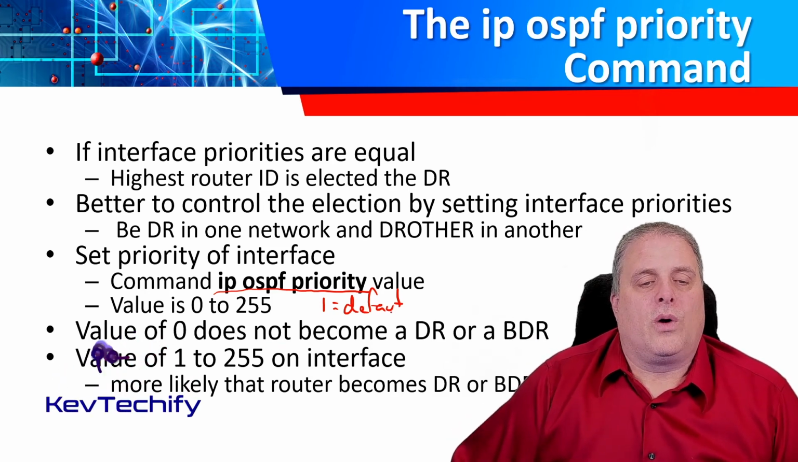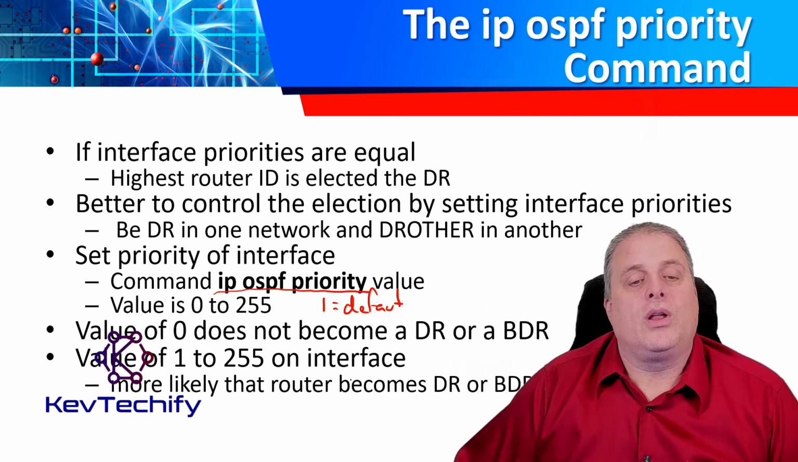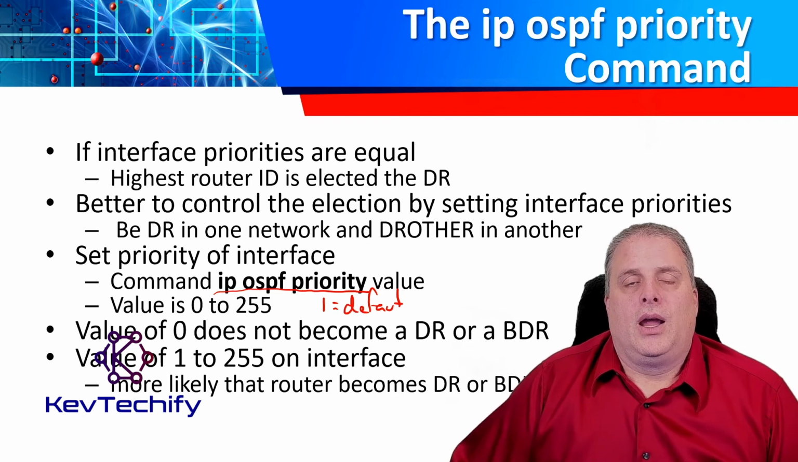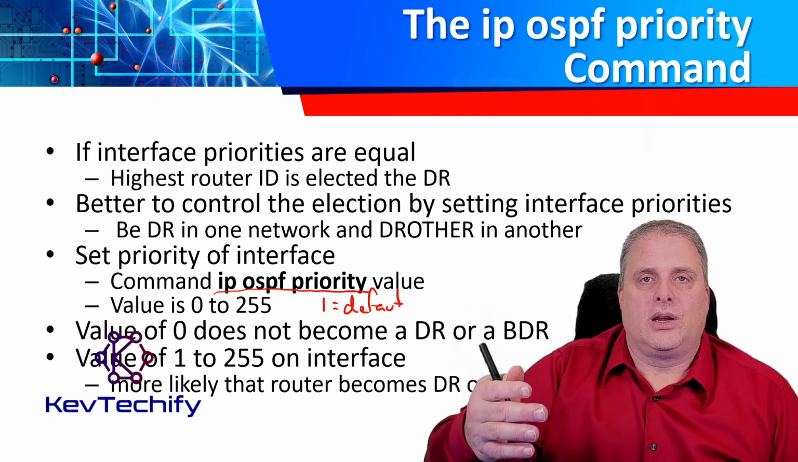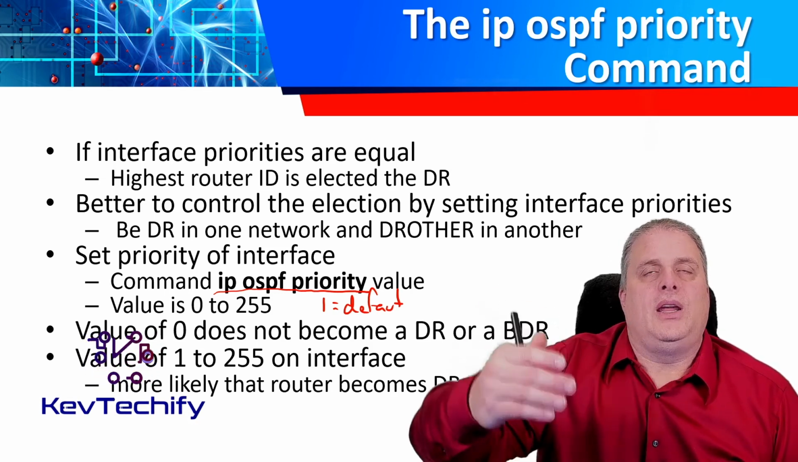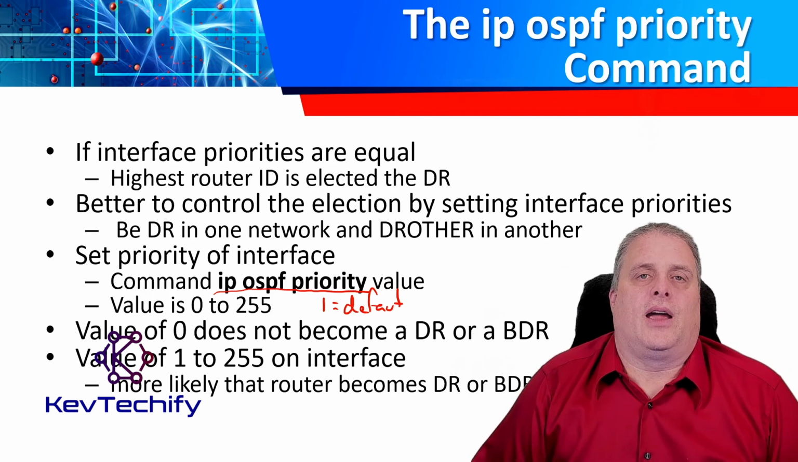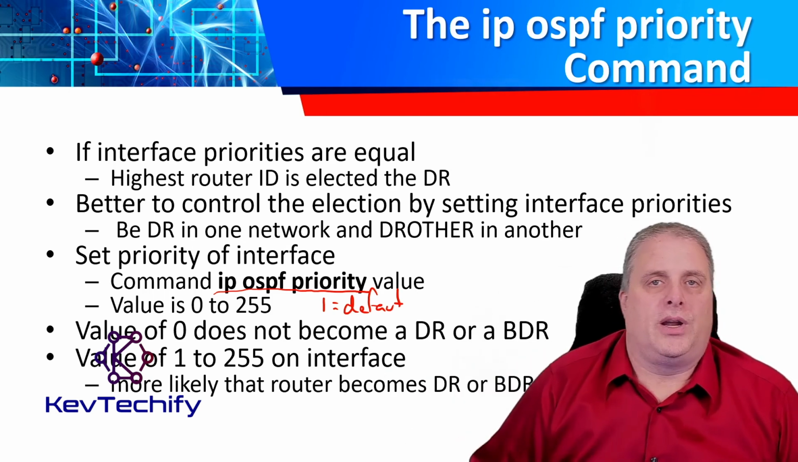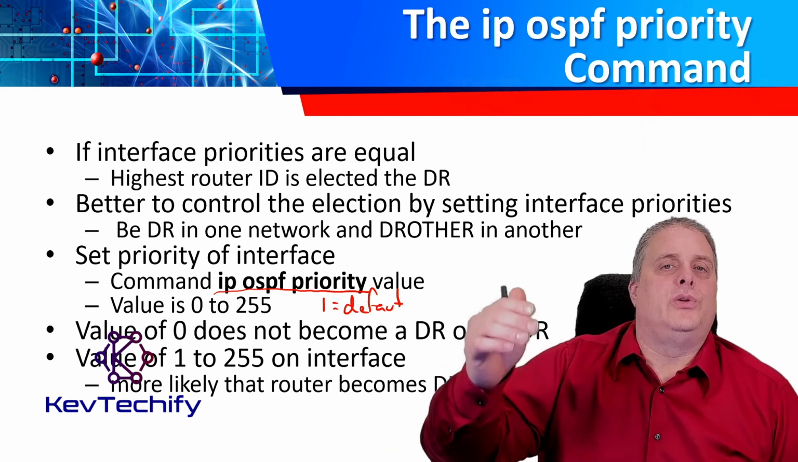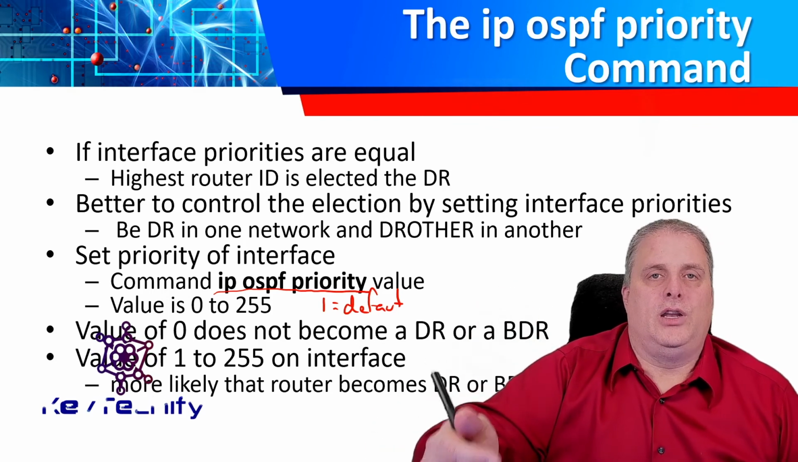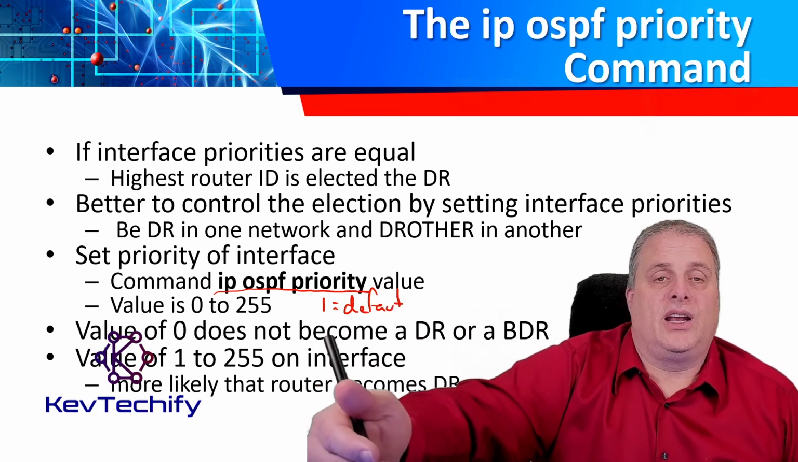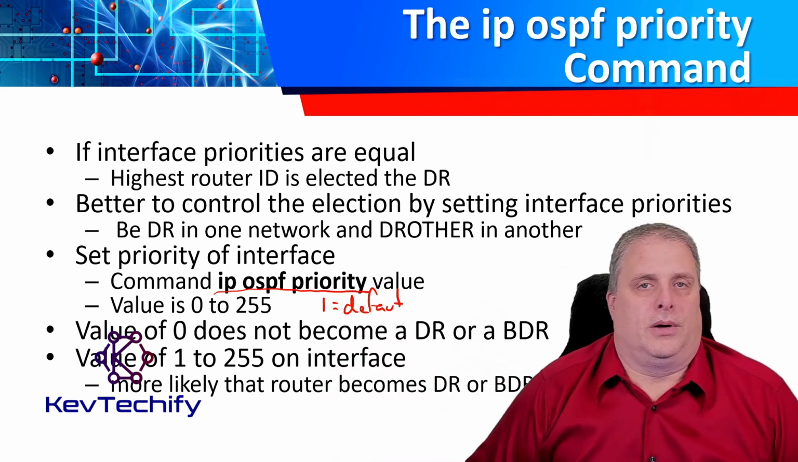A value of 1 to 255 on the interface means it's more likely that the router will become a designated router or a backup designated router. Once again, the higher priority will become the designated router. So if you want it to be the designated router, you can set it at 255. Personally, I wouldn't jump straight to 255. I would say 5 or 10. That way, when you get a new device in there and you want it to force the election process to become the designated router, you can assign it a higher number.